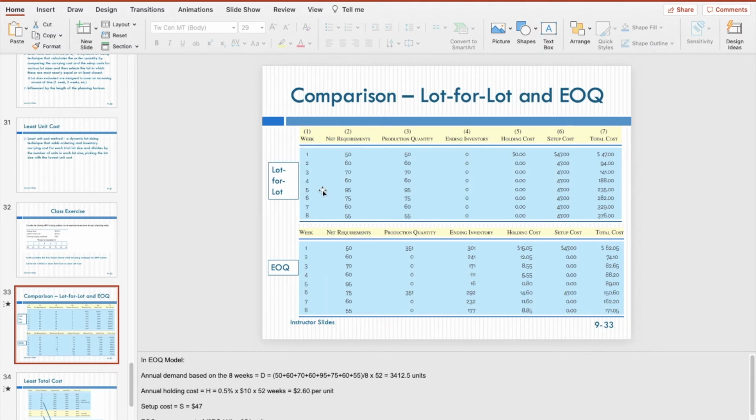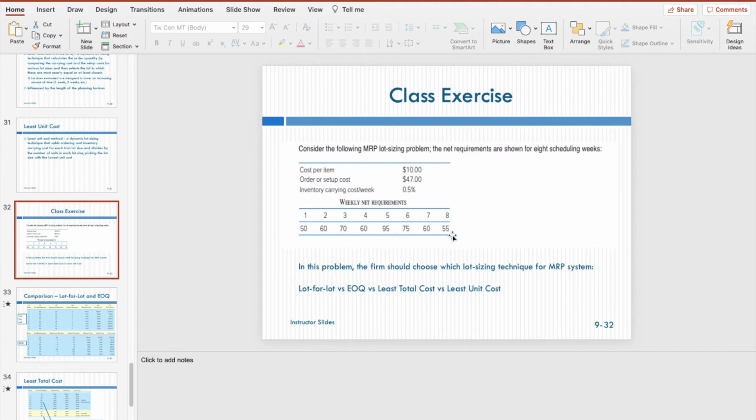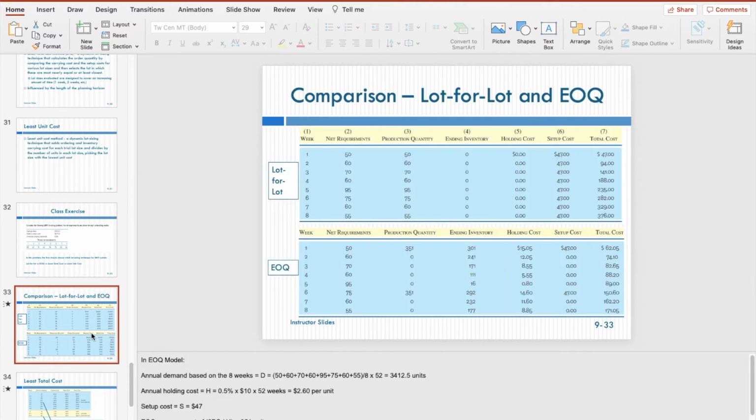All right. So first of all, if you just look at this upper table, the front table, you see that from week 1 to week 8, the net requirement would be 50, 60, 70, 60, 95, 75, 60, and 55. It's exactly the numbers showing here. So that would be very simple. Since under lot for lot, remember what I said at the beginning, you only order the amount that you need in that specific period.